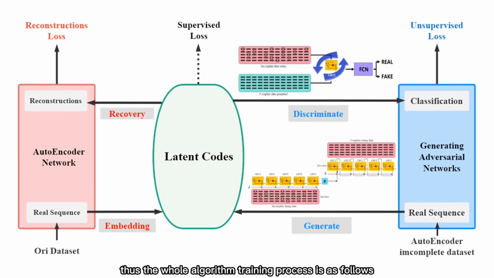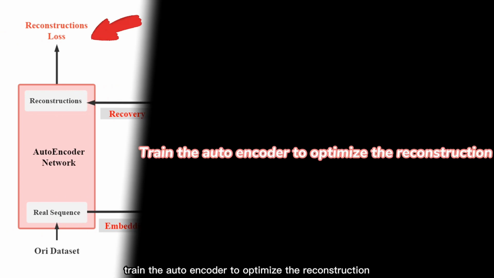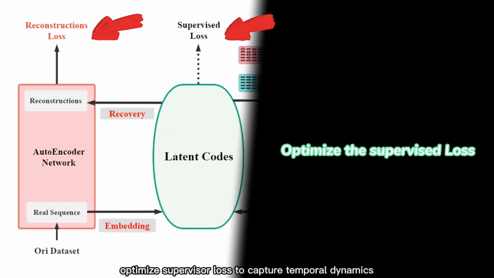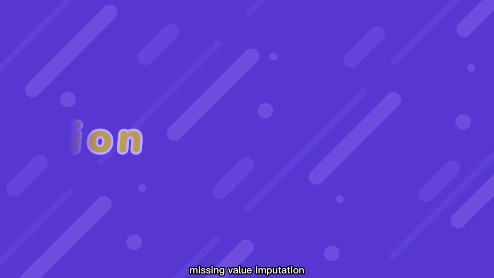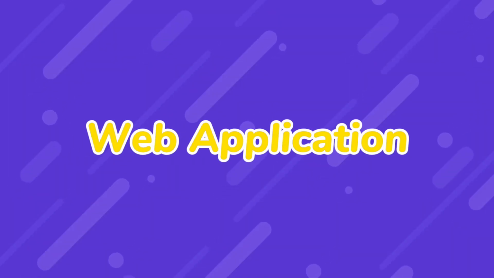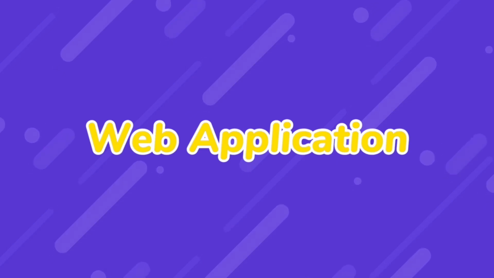Thus, the whole algorithm training process is as follows. Train the autoencoder to optimize the reconstruction. Optimize supervised loss to capture temporal dynamics. Joint training for data augmentation and missing value imputation. Then we will go to the web application of this algorithm.